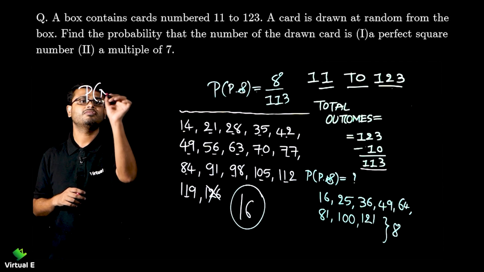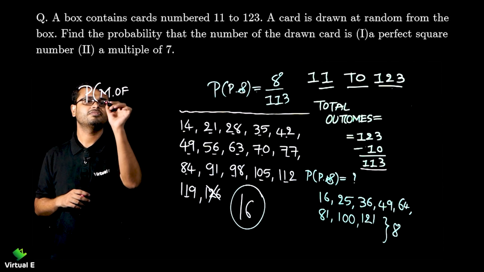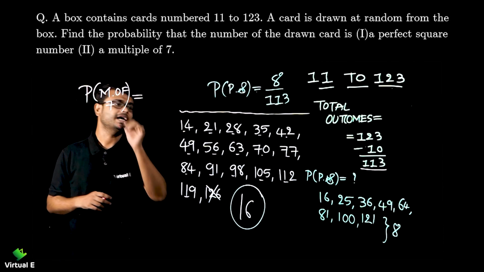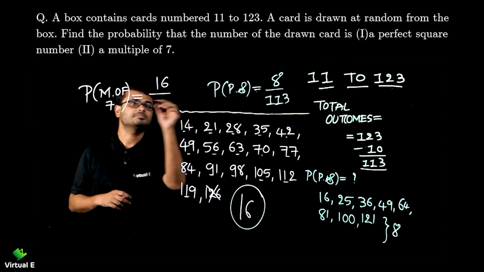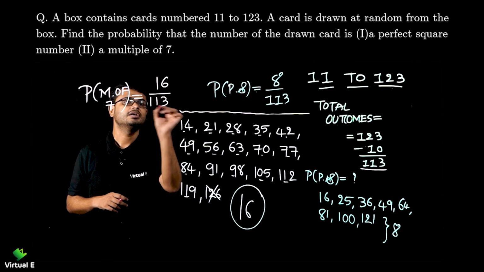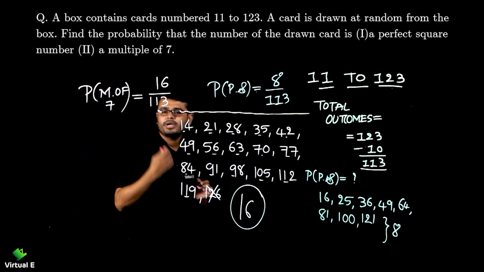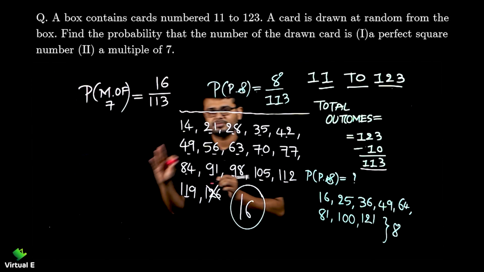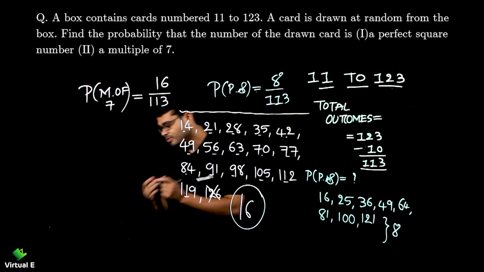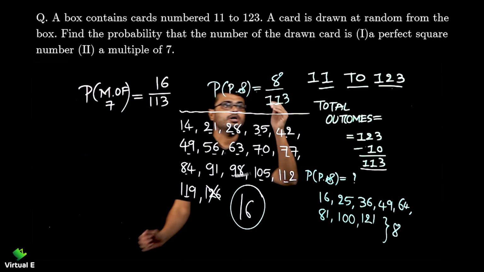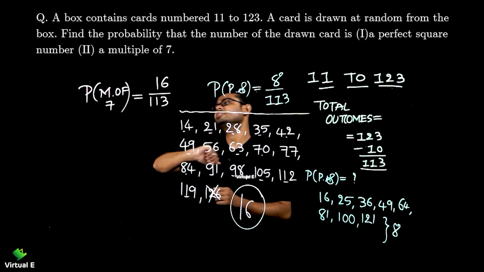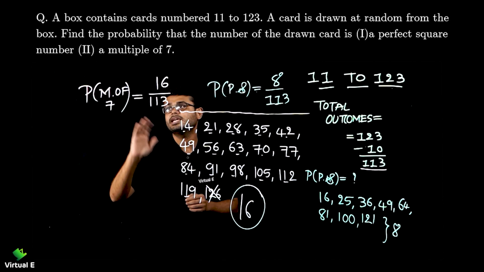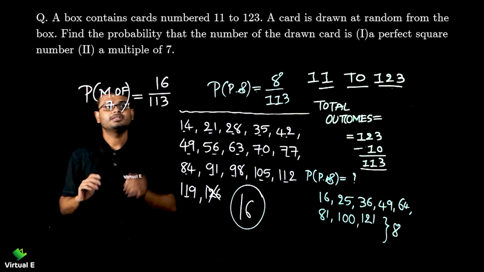Probability of a multiple of 7: favorable outcomes are 16, and the total number of outcomes is the same as the previous one, 113. Again we cannot do any cancellation, so keep it as it is. So our two answers are: the probability of a perfect square is 8 over 113, and the probability of a multiple of 7 is 16 by 113.